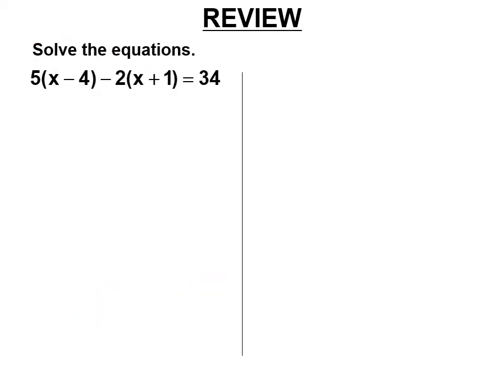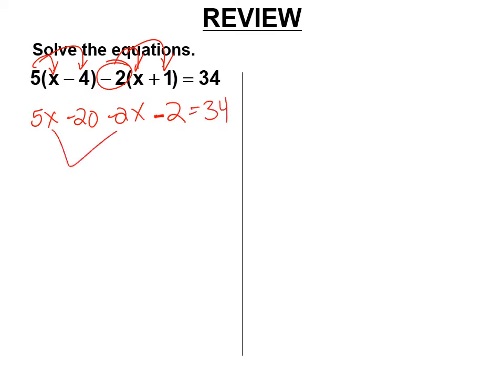Then we put distributive property into equations. Here you're distributing a positive 5. Here you are distributing a negative 2. So it's 5x minus 20 minus 2x minus 2. Make sure you distribute that negative 2 right there. Most students are going to do great on these, but if there's a mistake, it's going to be right there. 5x minus 2x is 3x. Negative 20 minus 2 is negative 22, equals 34.